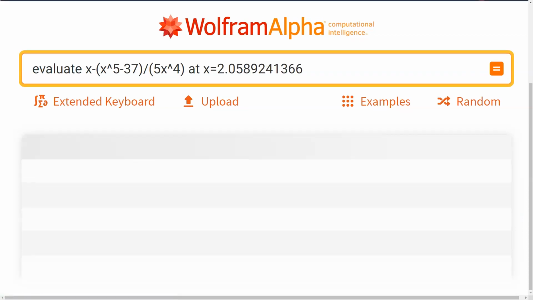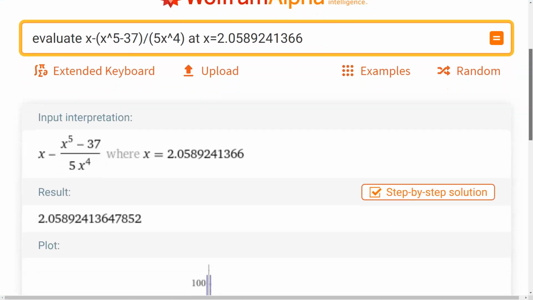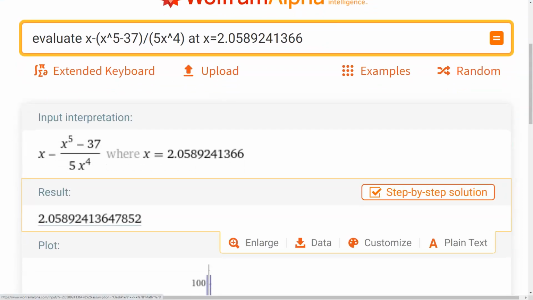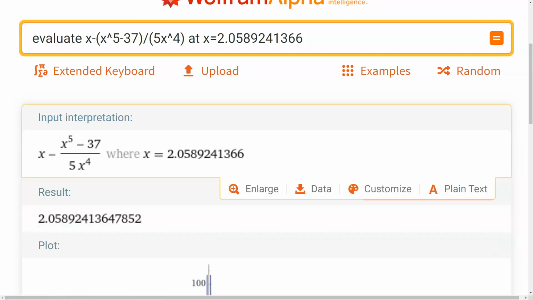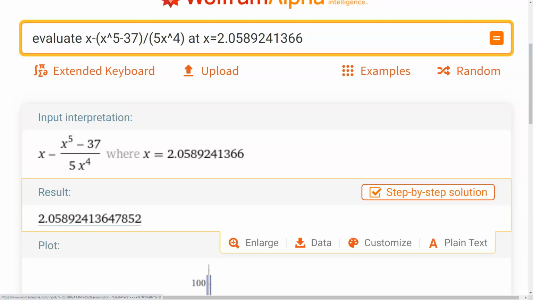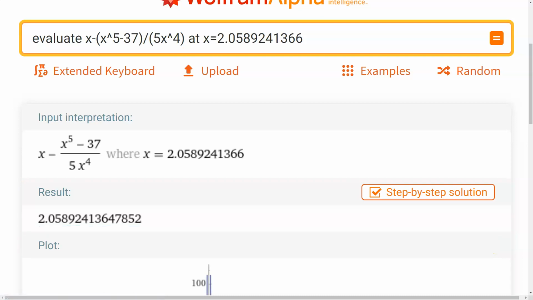2.0589241366. Okay, 0.589241364. Okay, but we have our 6 digits here. So once I've got 0.58924, you can see they're going to agree in those 6 digits, no matter how many other terms I'm going to get. So we have convergence to that degree of accuracy. So that is our answer. It's 2.058924.